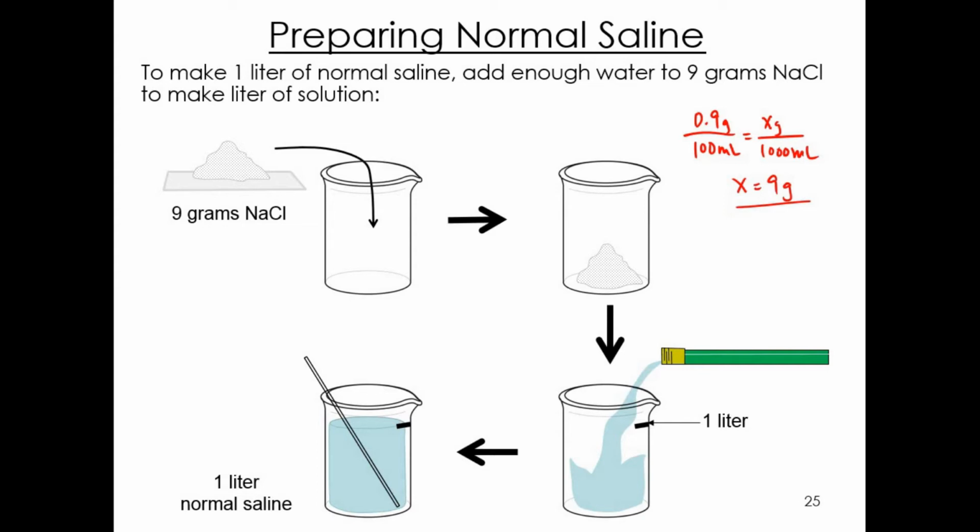All right, so we would put 9 grams of sodium chloride into a container and then add enough water to provide 1 liter of solution, and that would be 1 liter of isotonic normal saline. So the calculation didn't tell us how much water to add, but we knew that the solution volume needed to be 1,000 milliliters, so we would add enough water to reach the 1 liter line on the container.